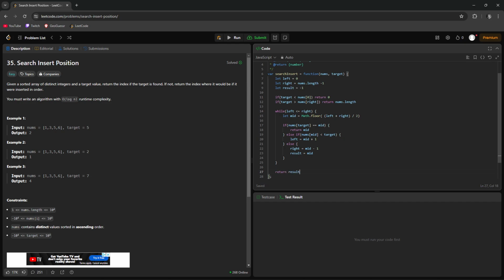Return result. So either we return mid because we found it, otherwise we return the insert point.